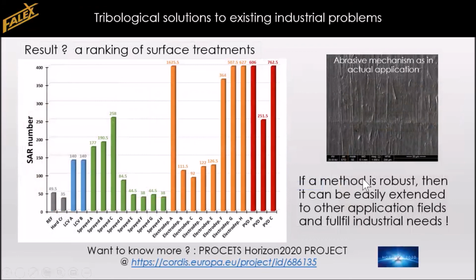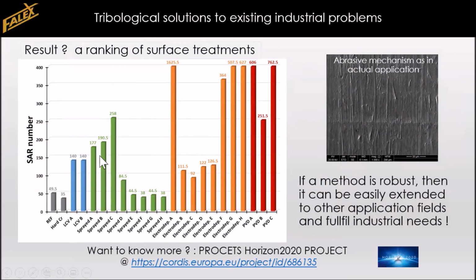Now, we did a very large matrix of materials thanks to a European project that we were involved with, the ProSets project, that gave us access to a lot of different surface treatments. And in this graph, you see the evolution throughout the project. We have defined a reference material, which is the tungsten carbide, and a reference coating, which is a currently available hard chrome coating. And the SAR numbers in the clay slurry are around 50 or below that.